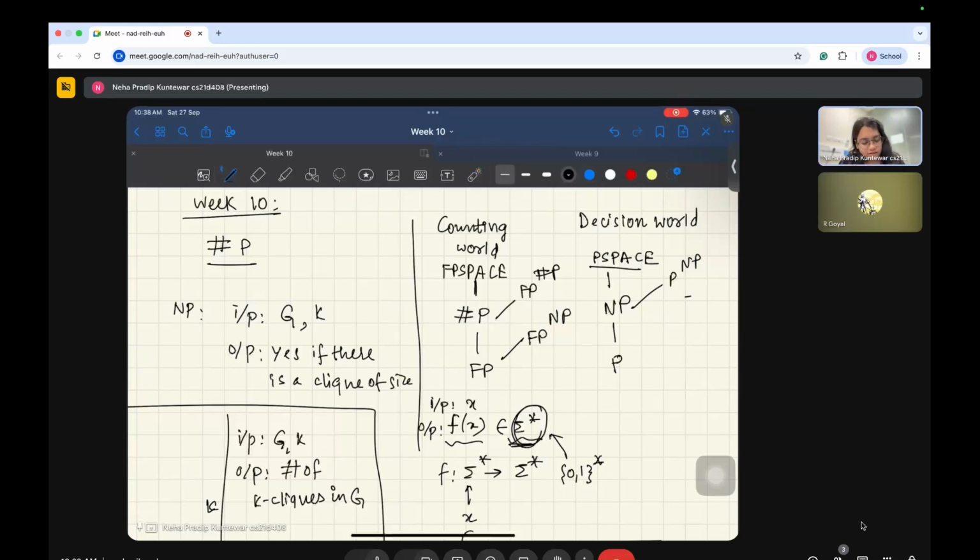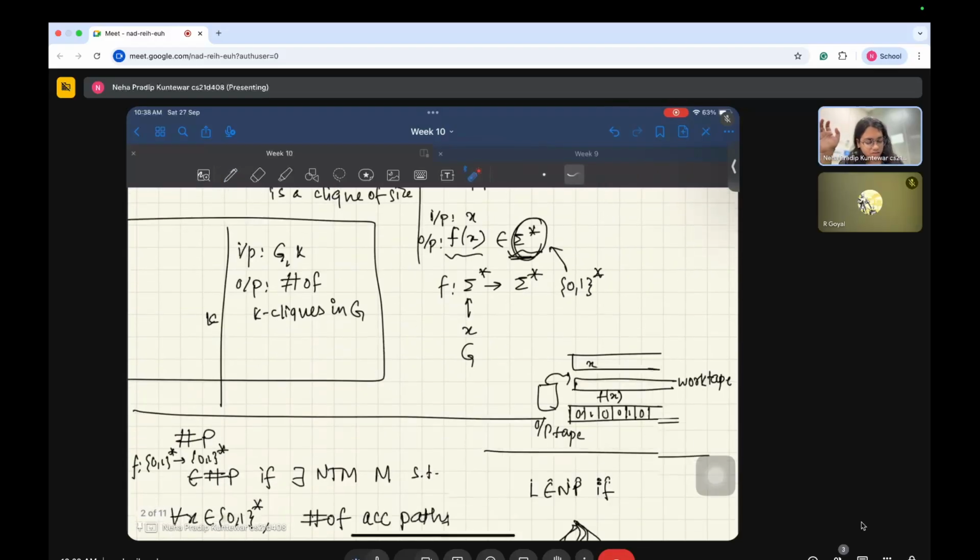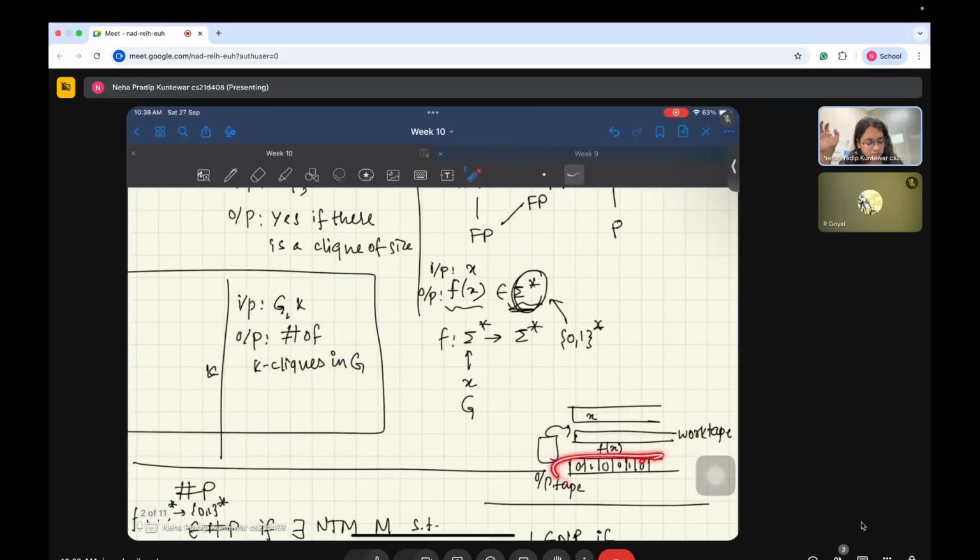FP space is the set of all functions that have a deterministic Turing machine that computes the value of f(x) at the end. Similar to this, they are going to write it on the output tape, but the amount of space they are allowed to use in the work tape is bounded by a polynomial.